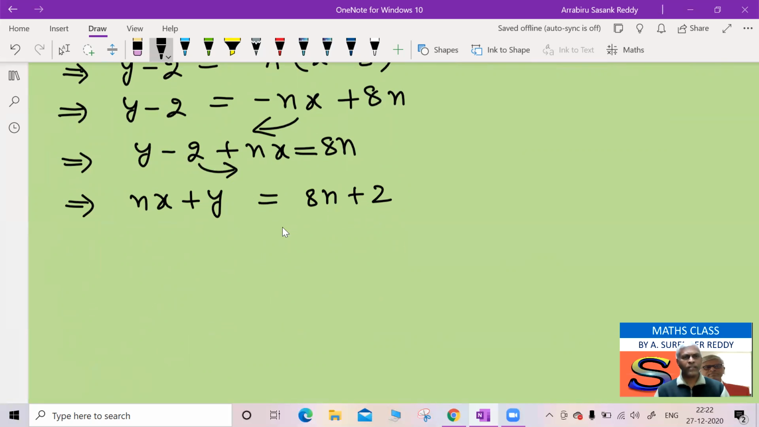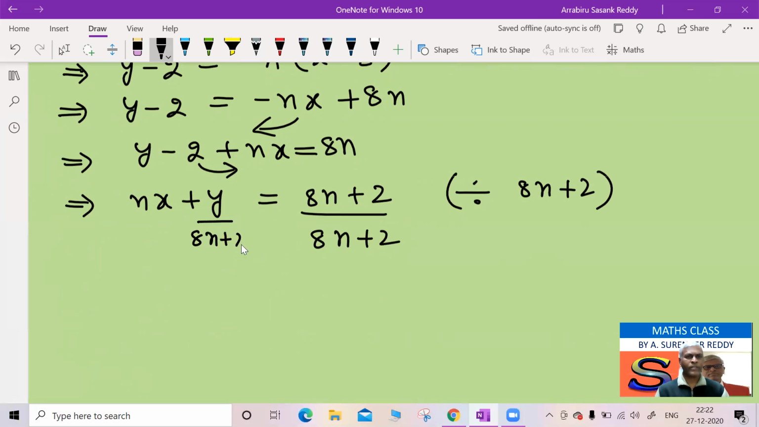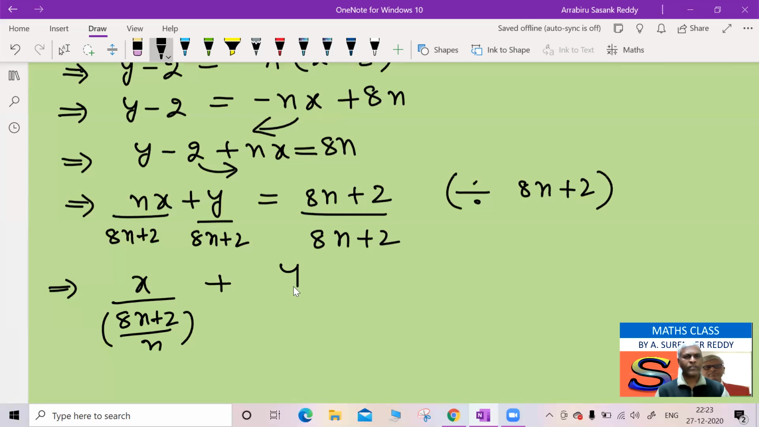So I want to express it in intercept form. So dividing this with 8n plus 2, I want to make the right side equal to 1. So dividing with 8n plus 2, x by (8n plus 2 by n), plus y by (8n plus 2) is equal to 1.